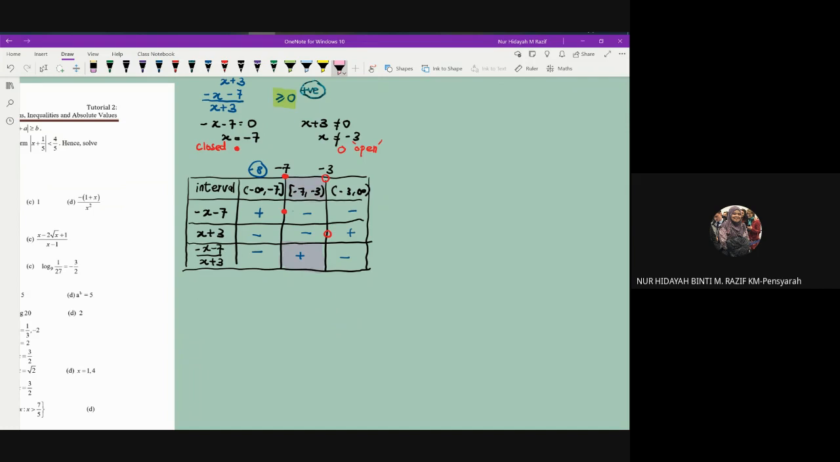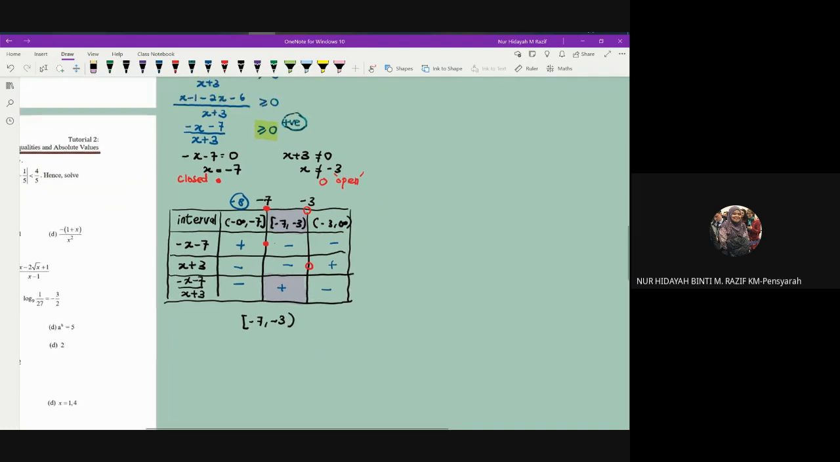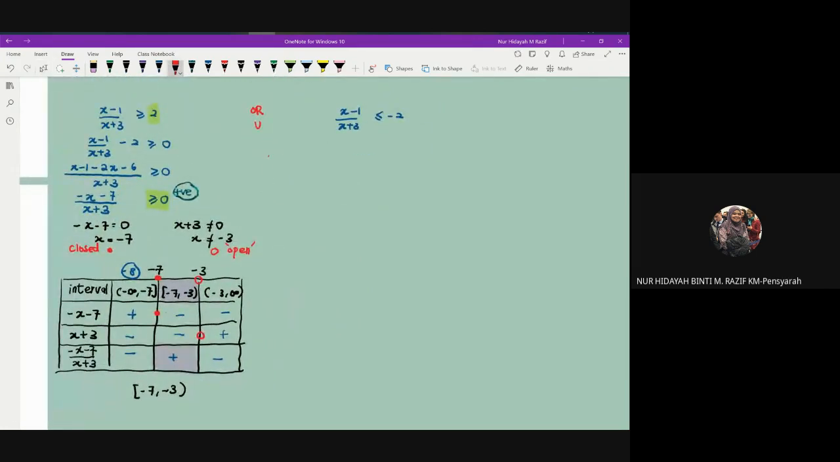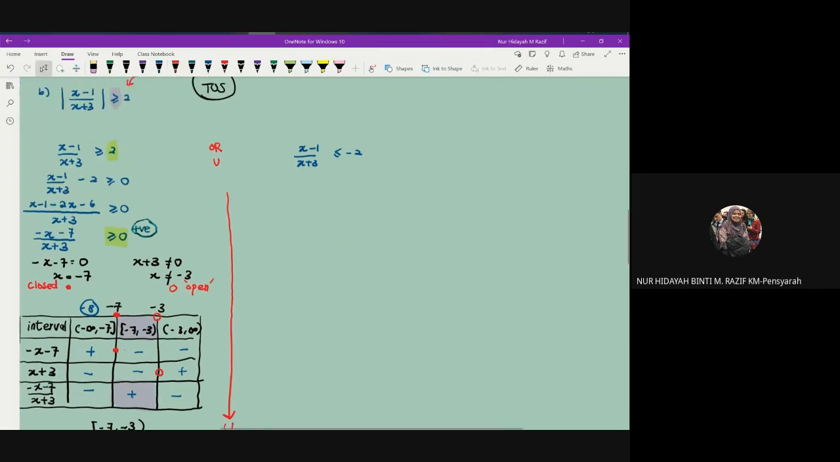So adakah itu jawapan akhir? No, that will not be your final answer. What is our final answer? Negative 7, negative 3 untuk this part. So tolong jangan letak titik 3 tu. Belum siap. Tengok balik atas. Kita ada satu lagi bahagian. And later on we need to unionkan jawapan tersebut. So what we are going to do is solve this second part.